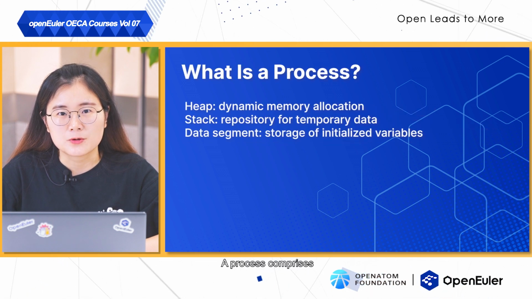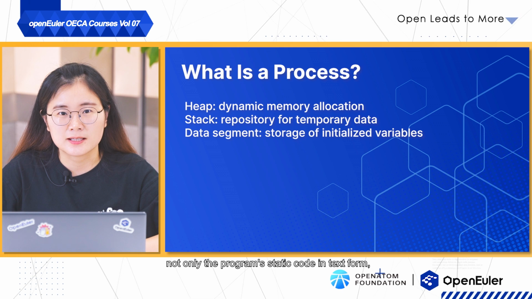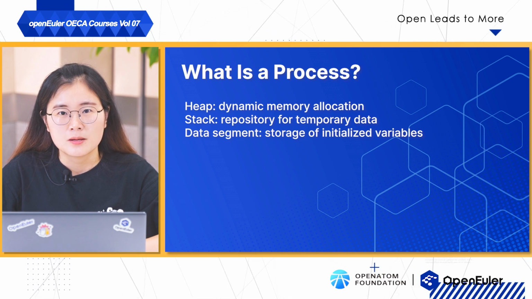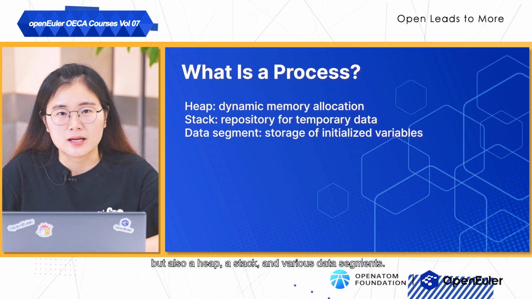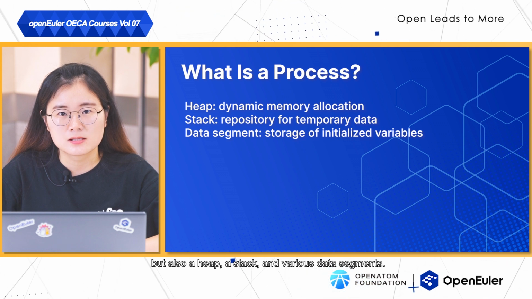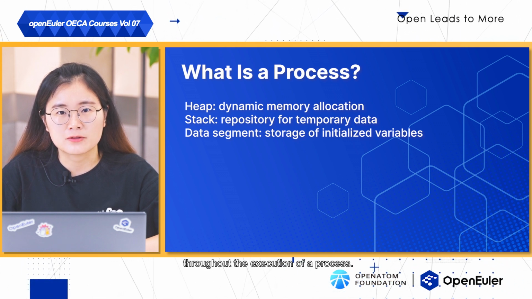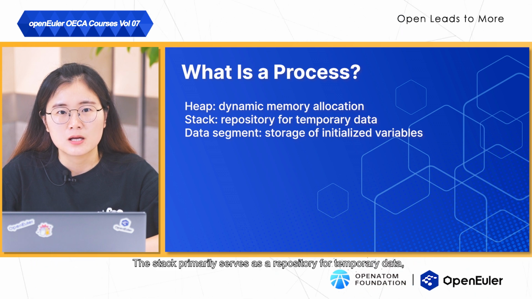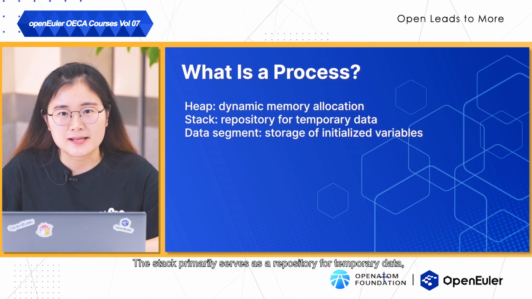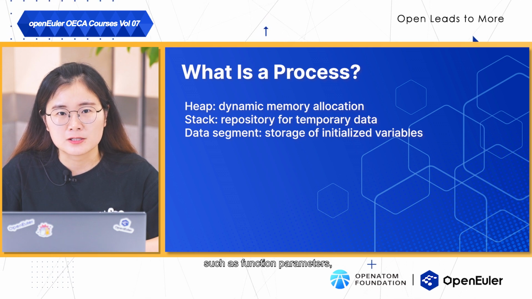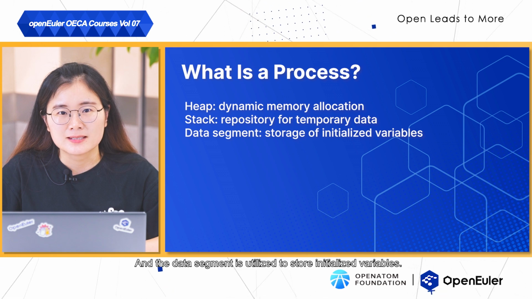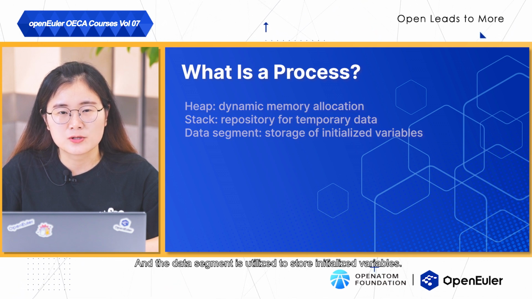A process comprises not only the program's static code in text form, but a heap, a stack, and the various data segments. The heap is used for dynamic memory allocation throughout the execution of a process. The stack primarily serves as a repository for temporary data, such as function parameters, return addresses, and local variables. And the data segment is utilized to store initialized variables.